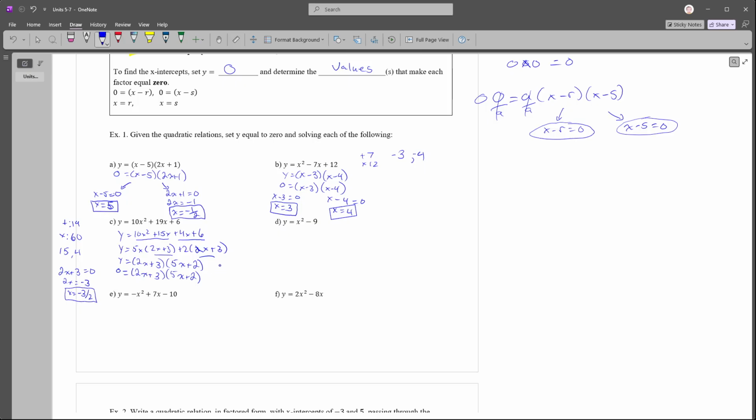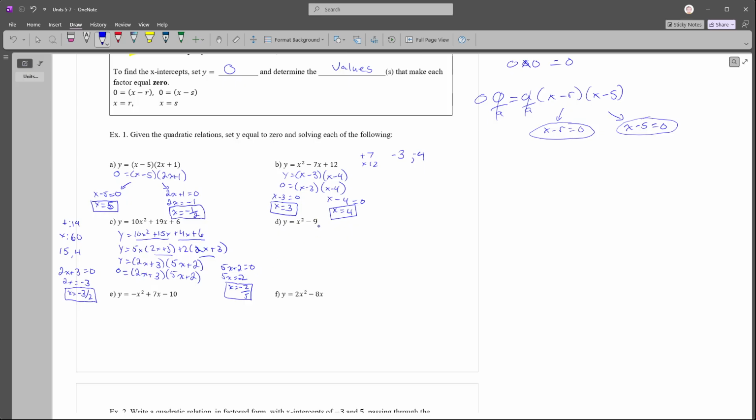And over here, I guess I'll do this one. So we have 5x plus 2 equal to 0. Bring the 2 over to the other side. And then we got to divide both sides by 5. X is equal to, that should be a negative 2. X is equal to negative 2 over 5. Okay. So far, so good.